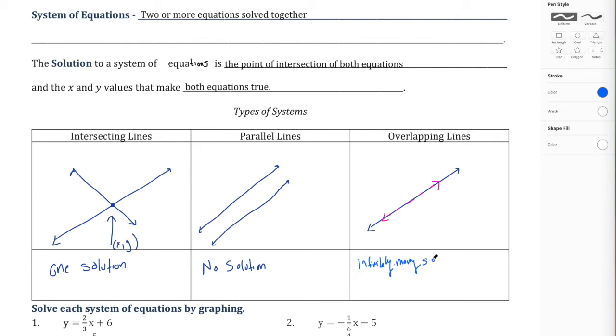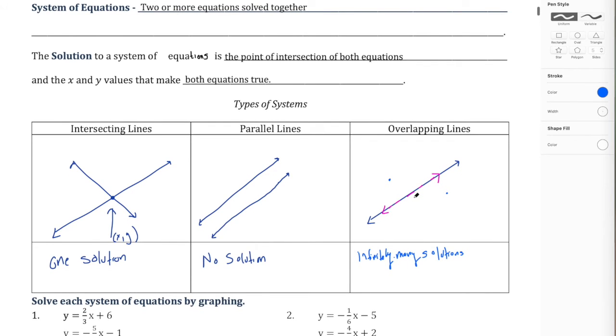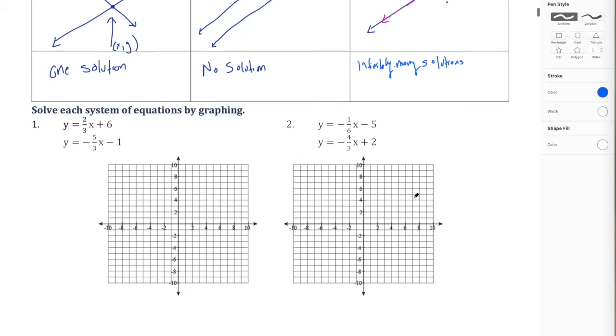solutions. Now this is different than all real numbers, which I know students just really are excited to write, all real numbers. But there are points that are like off here in space or off here that are not solutions to this. So there are infinitely many solutions on these lines, but there are points that are not solutions. So that's why we say infinitely many solutions, not all real numbers. So let's look at some actual examples.